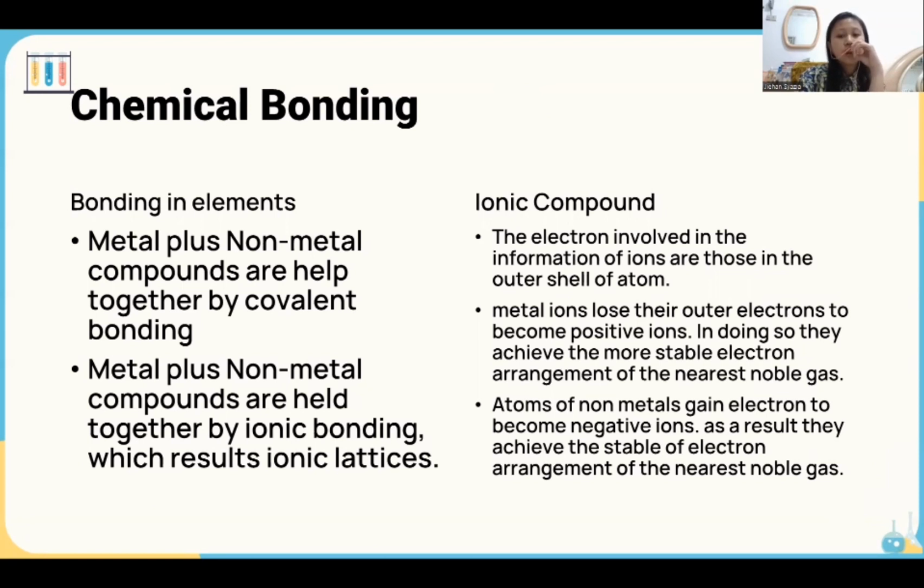Metal atoms lose their outer electrons to become positive ions. In doing so, they achieve the more stable electron arrangement of the nearest noble gas. And also, atoms of non-metals gain electrons to become negative ions. As a result, they achieve the stable electron arrangement of the nearest noble gas.